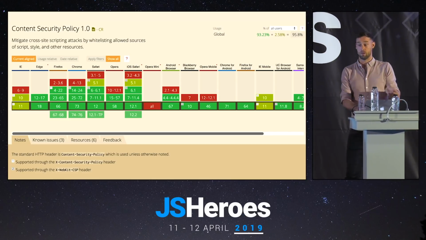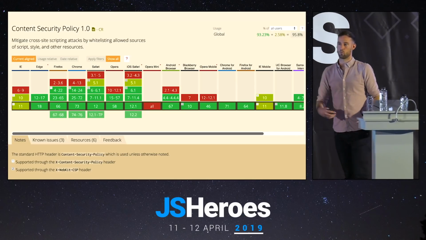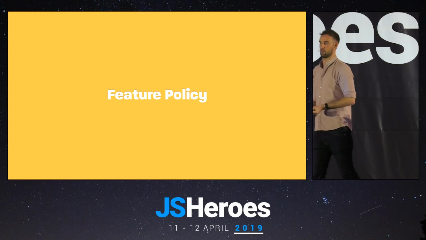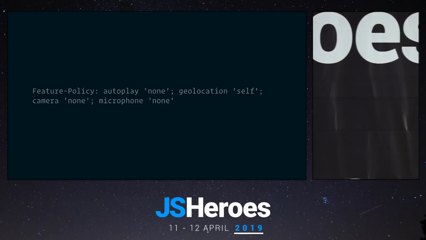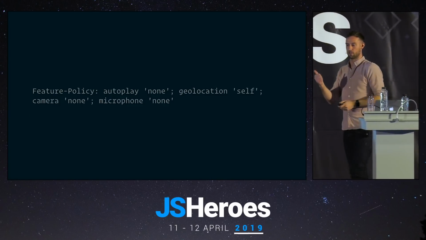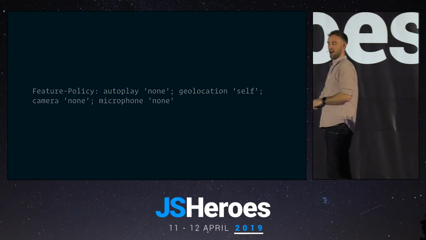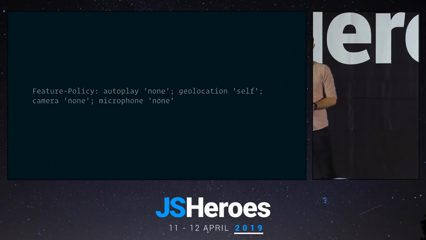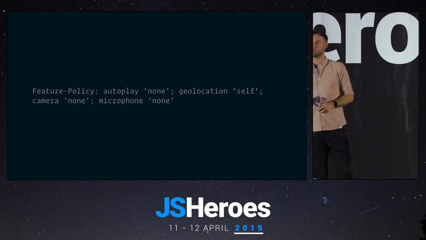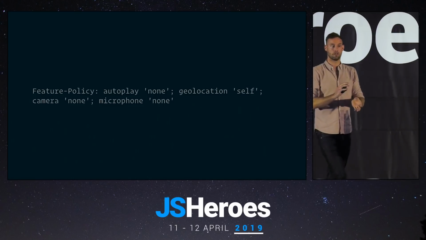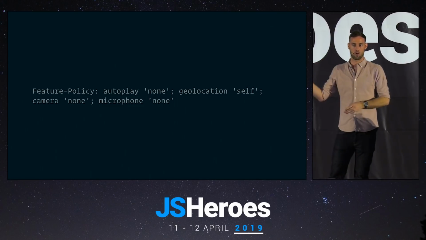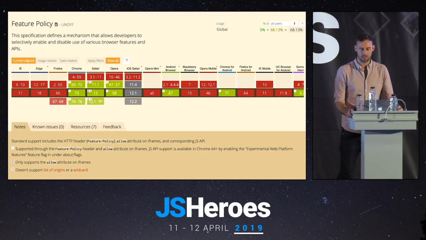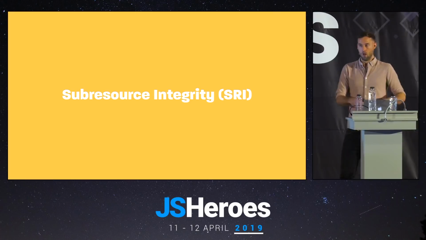Now, where CSP, Content Security Policy, tells me who can send what, feature policy goes a step further and tells me what they can do with that stuff. A good example of this might be: nobody's allowed to autoplay anything, only I can use geolocation, and no one should be allowed to access the camera or the microphone. So I might whitelist Google Analytics and say, you can send me JavaScript, but they can't all of a sudden sneakily change what their JavaScript does and use the microphone because I've prevented that. Feature policy is very much in its infancy, but it's worth being aware of.